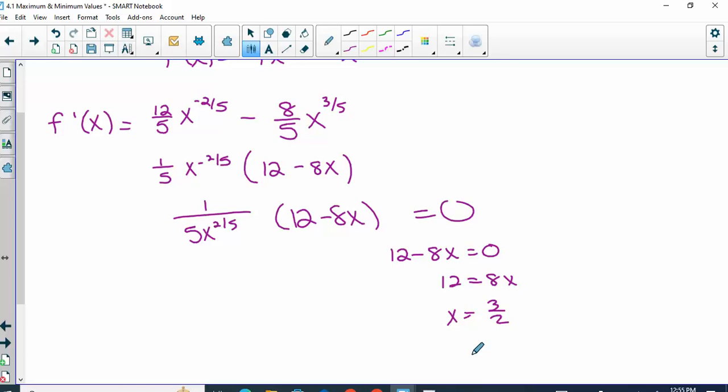Oh, we have another critical point. Does anyone know what it is? Why?